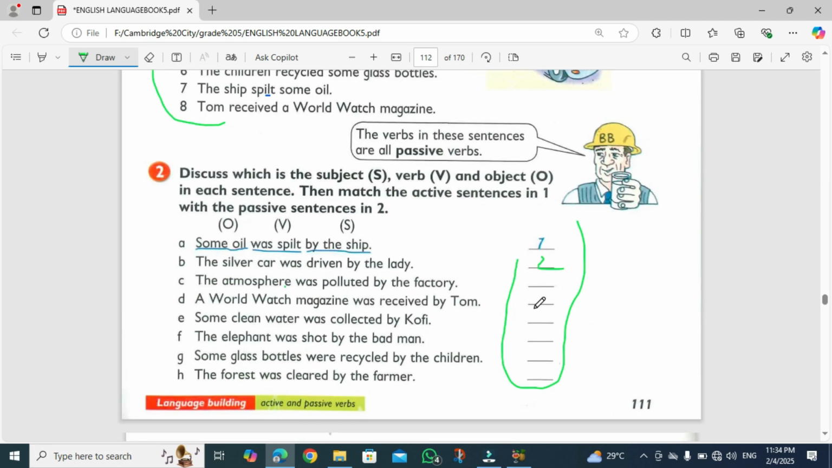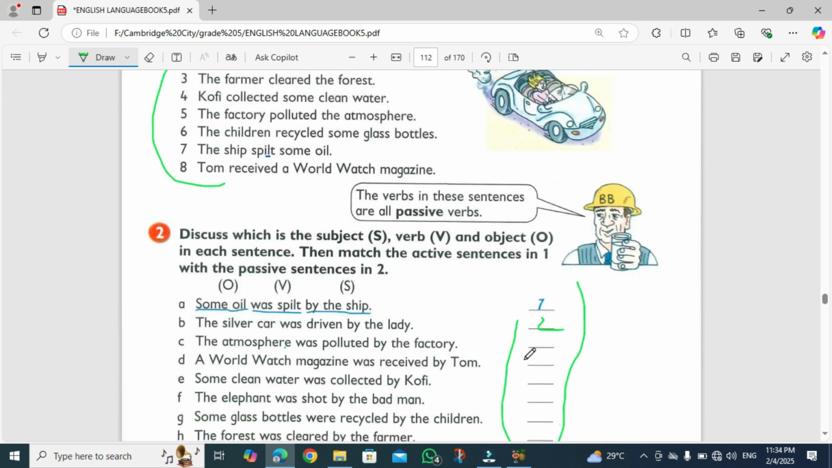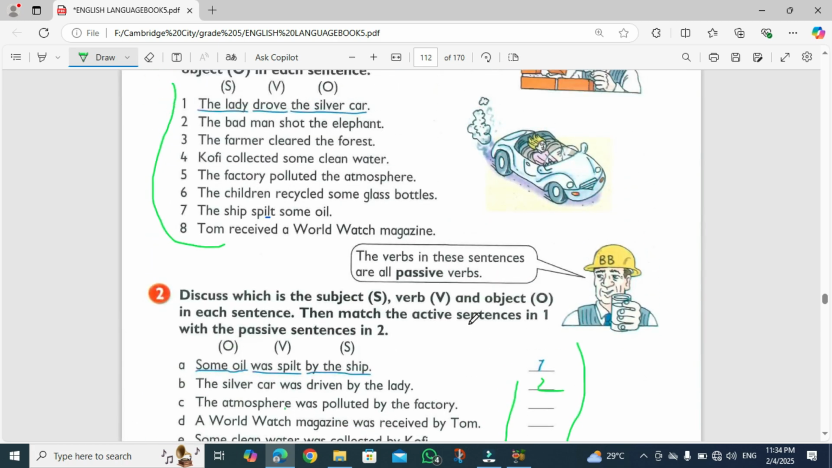And so on. You have to do it like this. Do it till you finish them all. And then send it to me so I can check it for you.